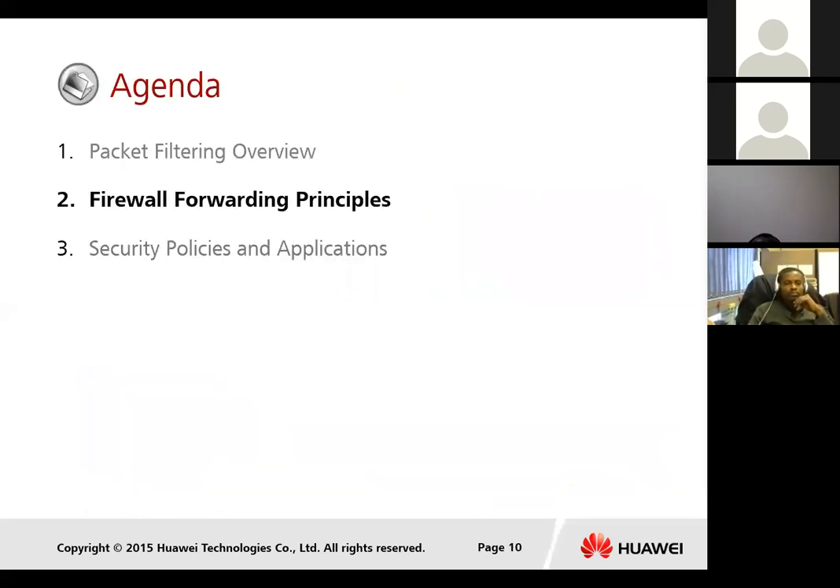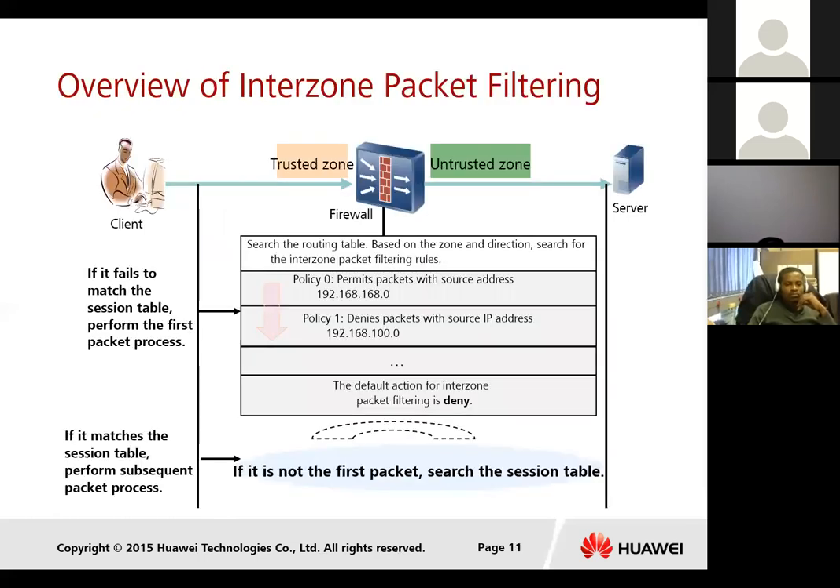Next, for the firewall forwarding principle, how the firewall forwards the traffic, interzone, intrazone, or interface based. But over here, they just give you one example, as in interzone, from trust going to the untrust.